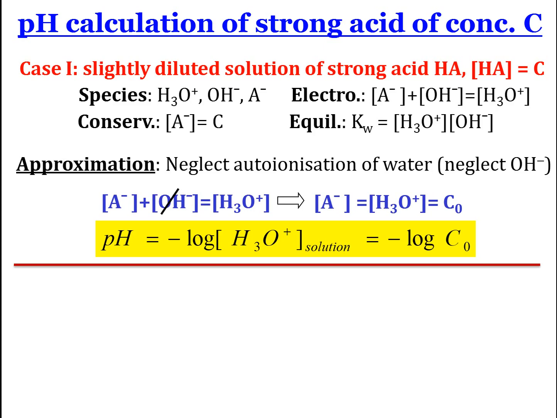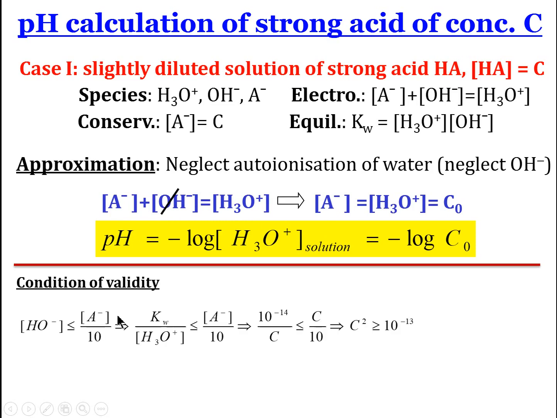What is the domain of validity of this formula? We obtain this formula when we suppose that OH minus is negligible with respect to A minus, and a substance is negligible with respect to another substance if the concentration is at least 10 times less. So [OH-] is less than [A-] divided by 10.